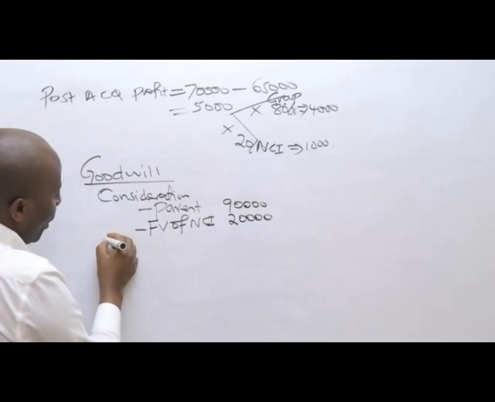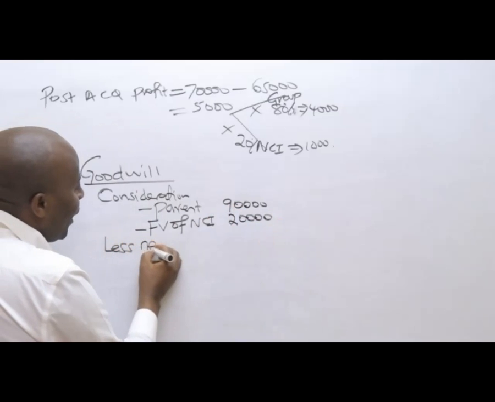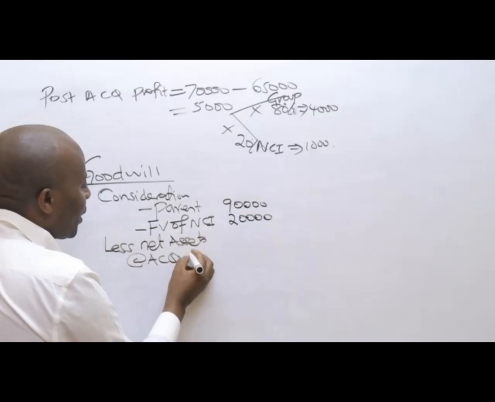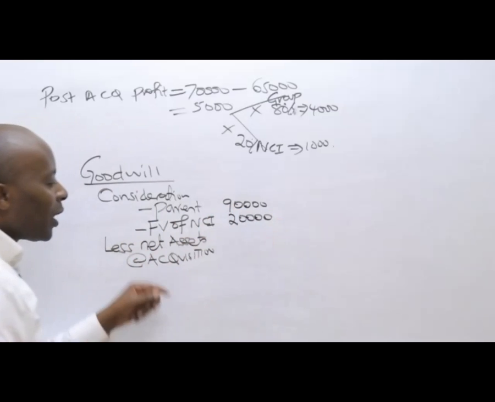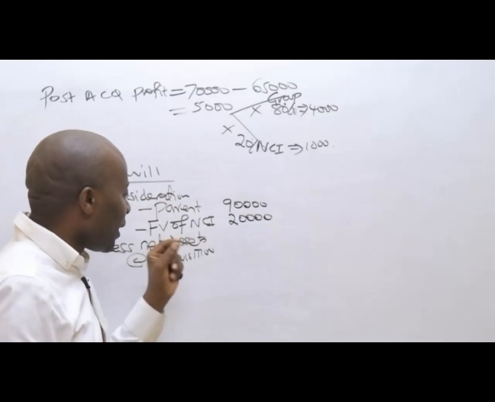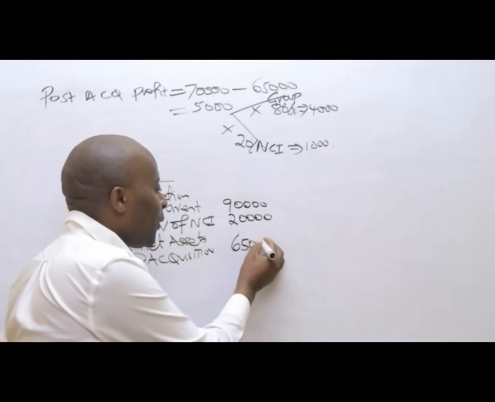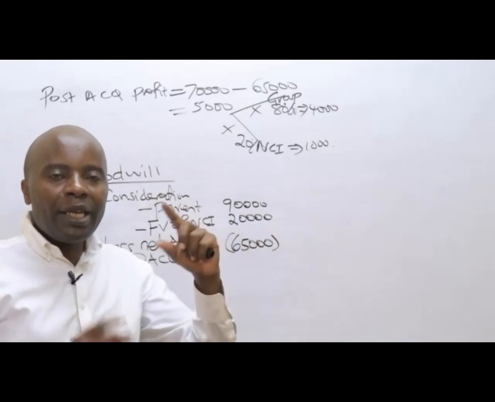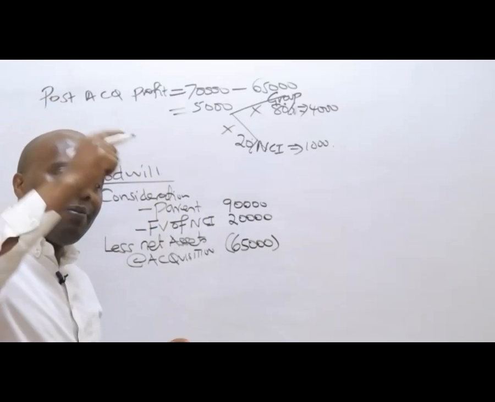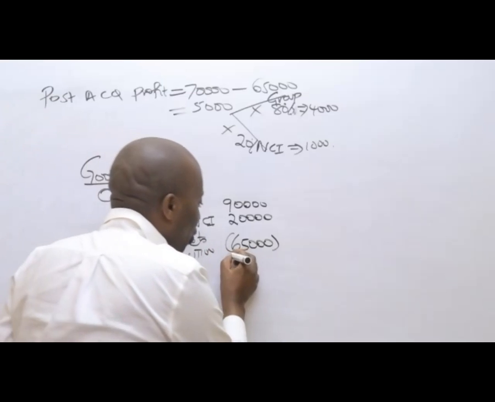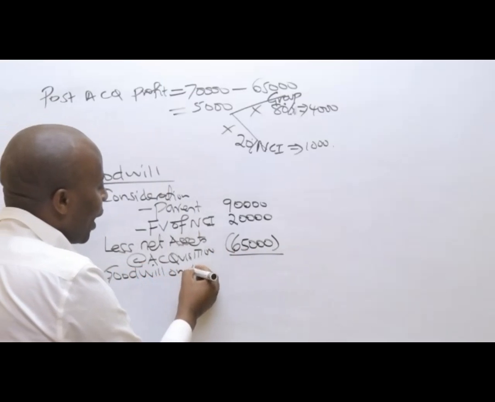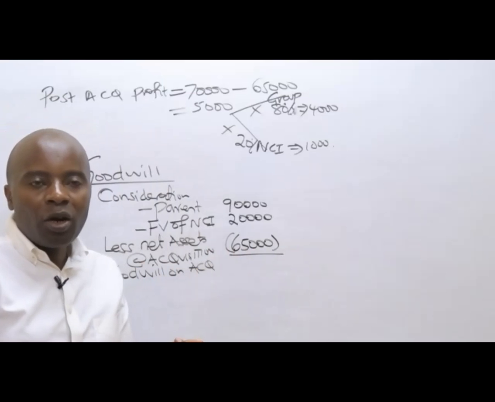Now from there, you come under less net assets at acquisition. If you can remember our net assets table, we had a net assets at acquisition figure of 65,000. So you subtract this. So we paid in total 110, but we got assets worth 65,000. That premium over and above is what we call the goodwill. So come and give us the goodwill on acquisition.